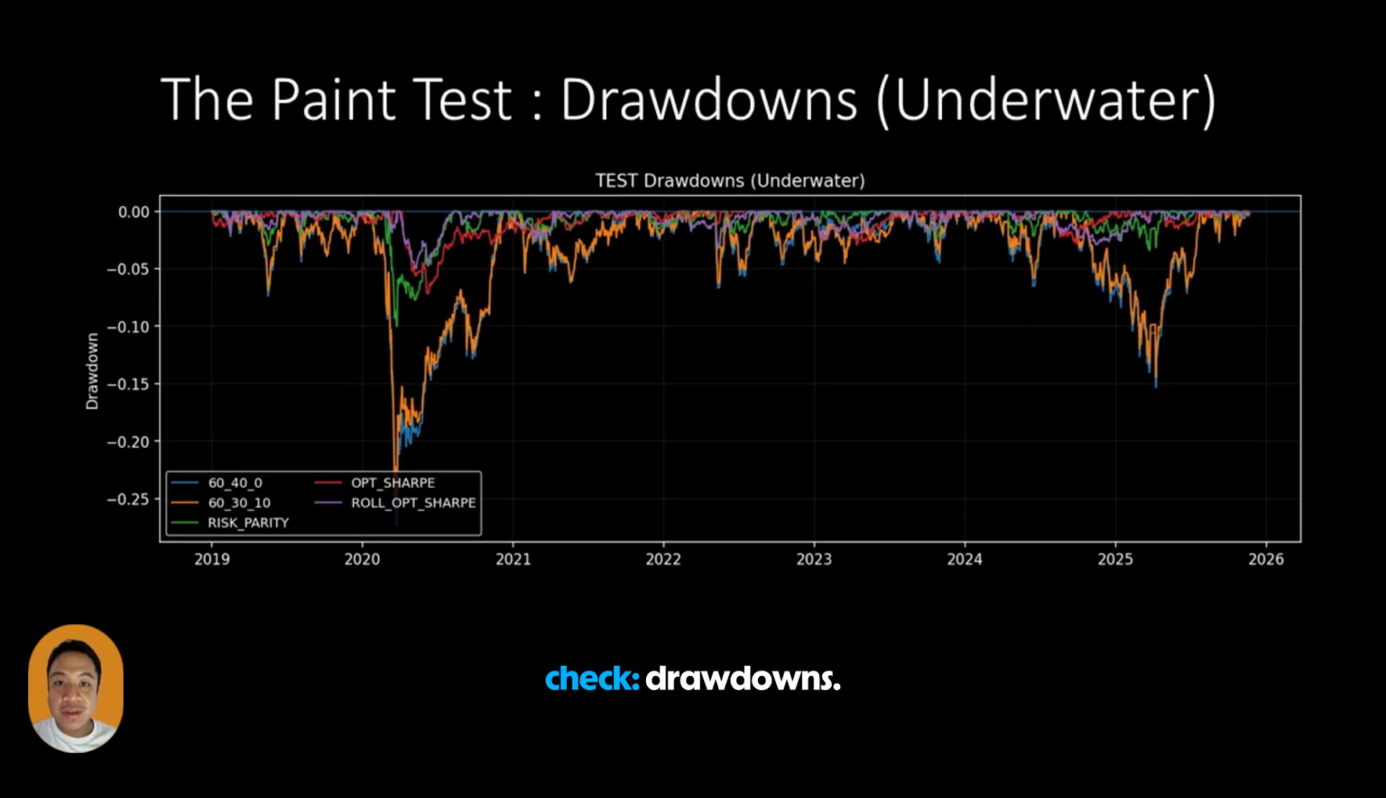This is the reality check. Drawdowns. Drawdown is the psychological cost of investing. It's also the reason most people quit at the worst possible time. You can see the stress periods clearly, especially around 2020 and later volatility shocks. Classic mixes can go deep underwater. The more risk-aware approaches tend to reduce the depth and duration of drawdowns. If rolling optimization can keep drawdowns shallow while still delivering decent growth, that's exactly the kind of professional improvement we want. Better risk-adjusted performance and a better chance investors actually stick with the process.